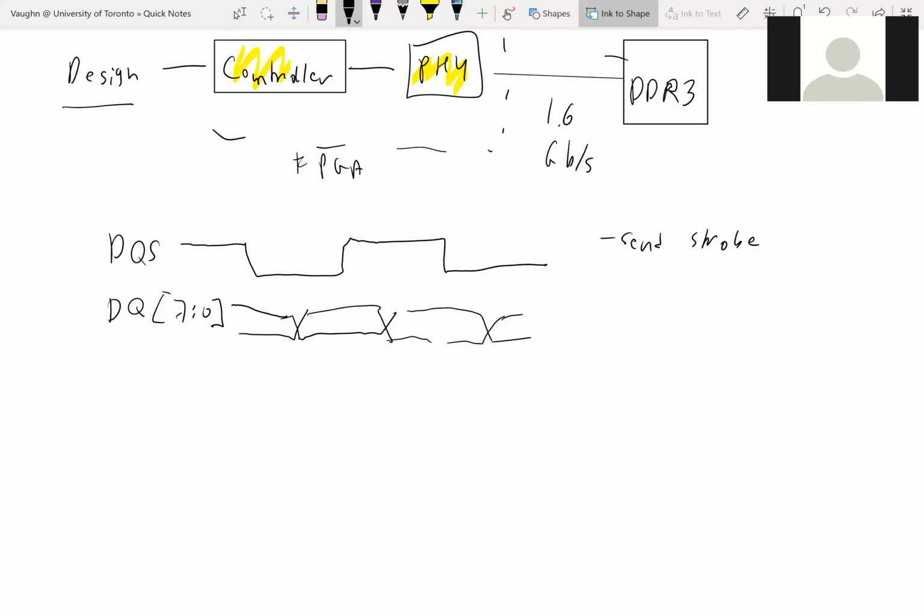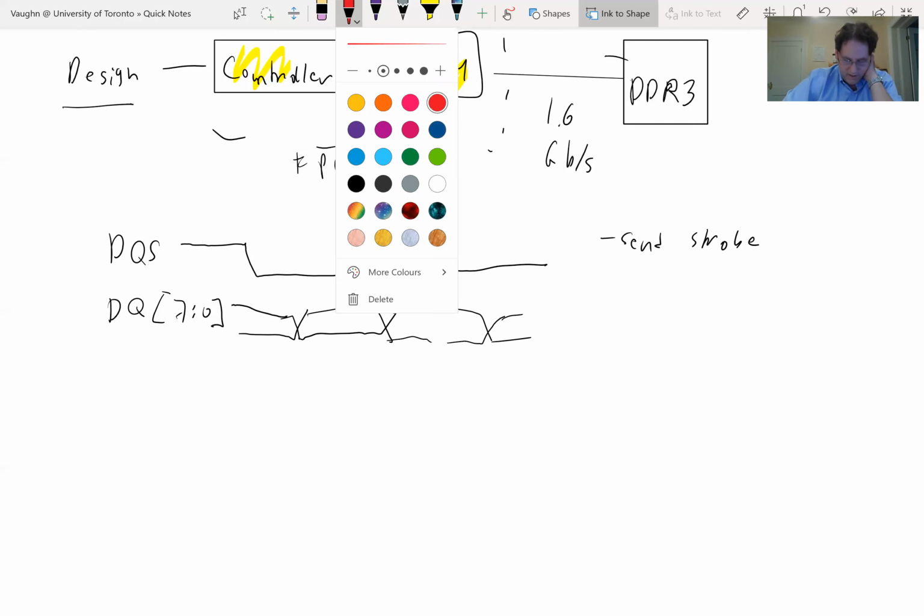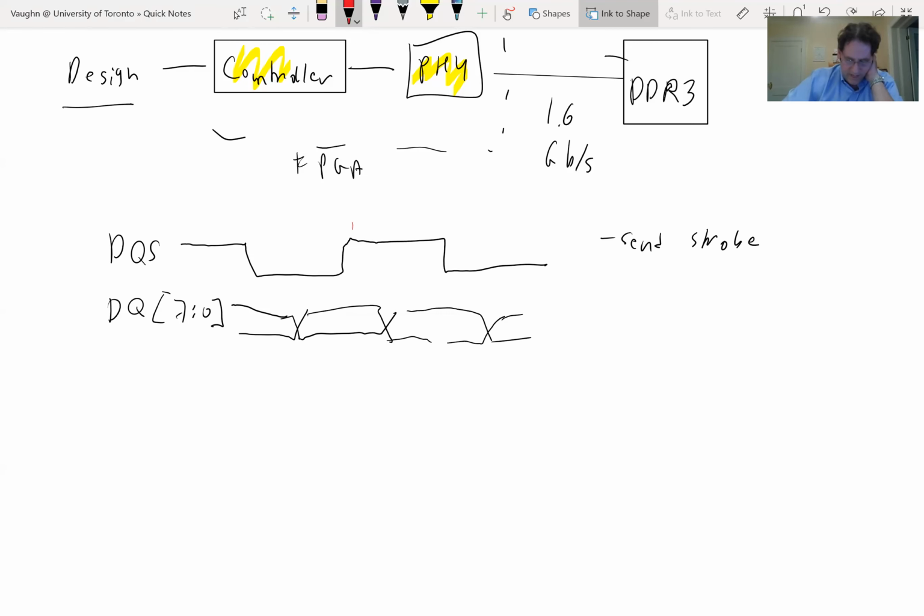Okay, so the idea of a source synchronous interface like this is I'm sending the clock, or in this case the strobe, and the data, and I'm aligning it so that I can actually use the edges to sample the data. Okay, and DDR, the double data rate, comes from the fact that we use both edges of the strobe. Both the rising edge and the falling edge, we're going to sample the data.